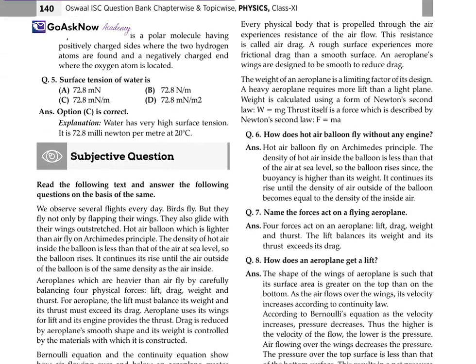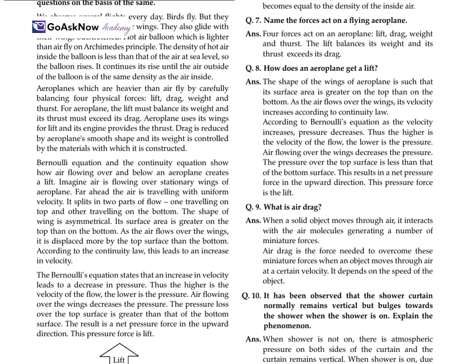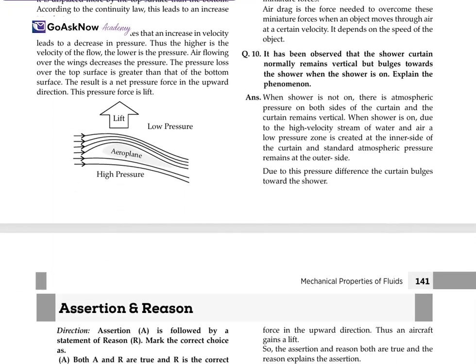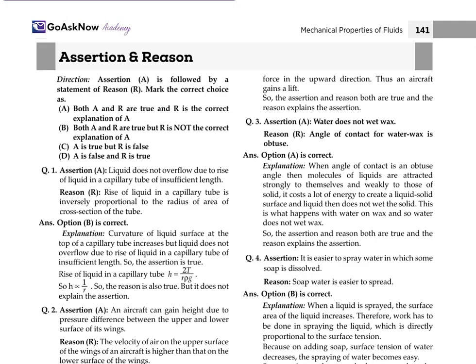So that was something about the case-based study question. Now this is the subjective question. Again, we have one text, and on the basis of that we have to answer the following questions, the same as the case-based ones. Now, another type is assertion and reason. We have assertion A and reason R, and from those we have to conclude whether both are correct, whether only one is correct, whether A is false, like this.